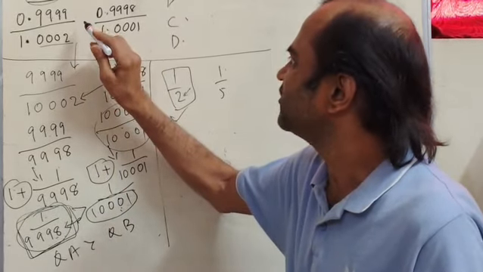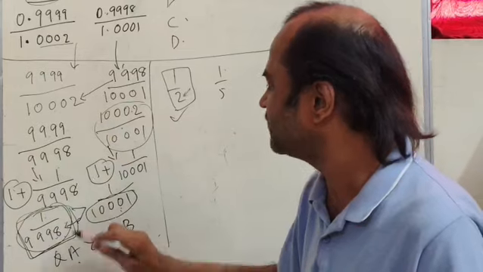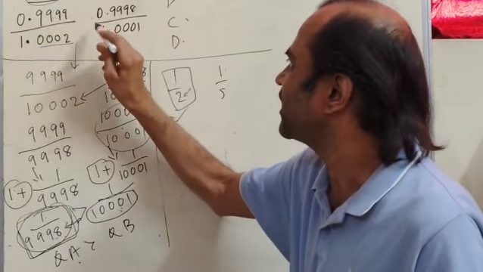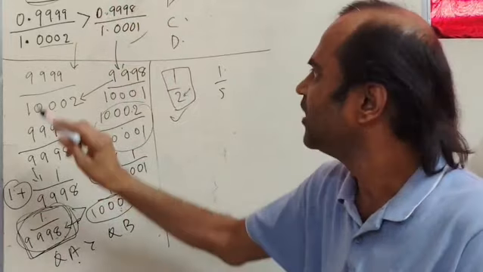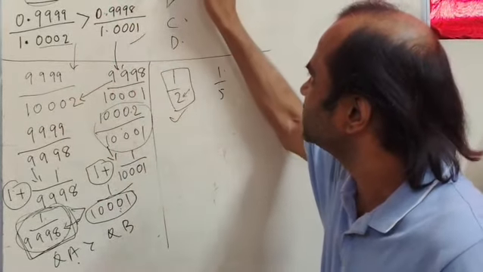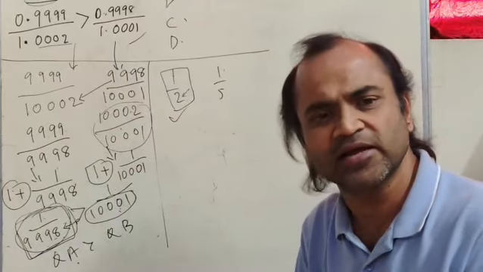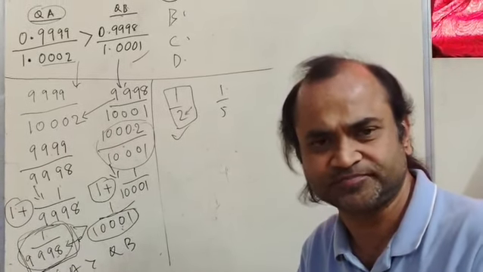So the answer for the original question is quantity A having this fraction is greater than quantity B having this fraction. So for this question, what is the answer? Quantity A is greater, therefore A is the answer.